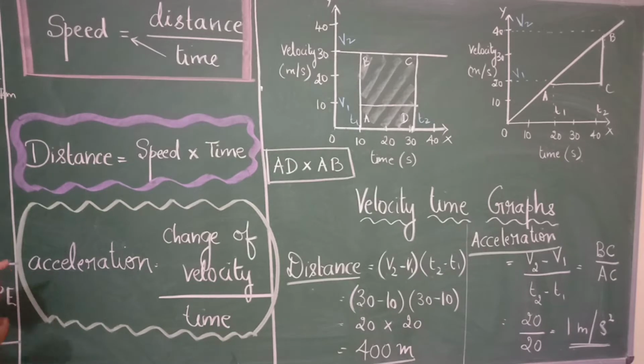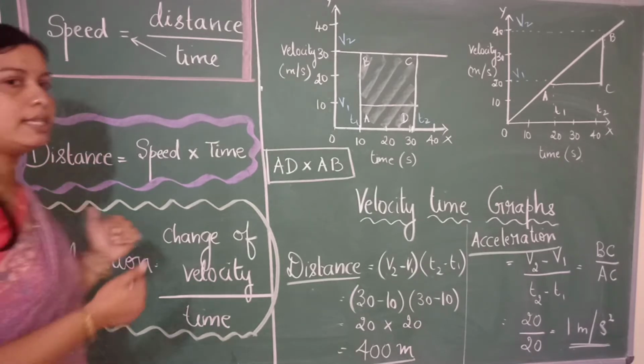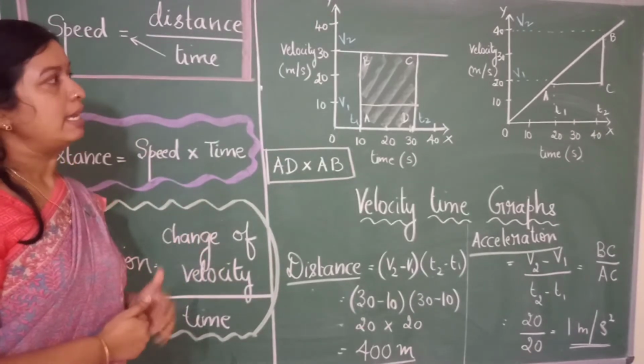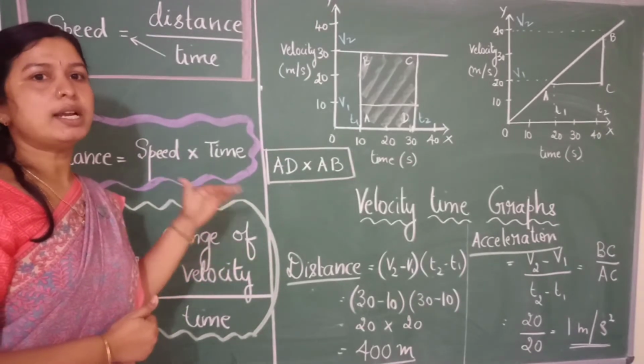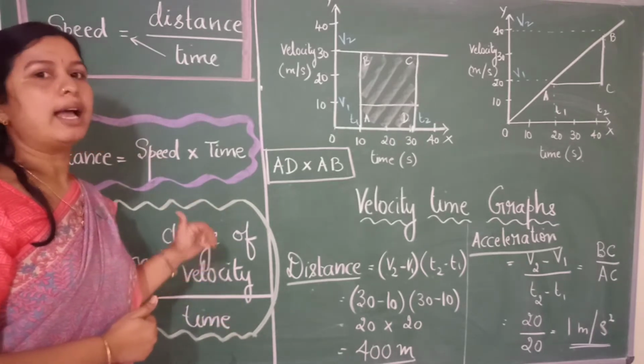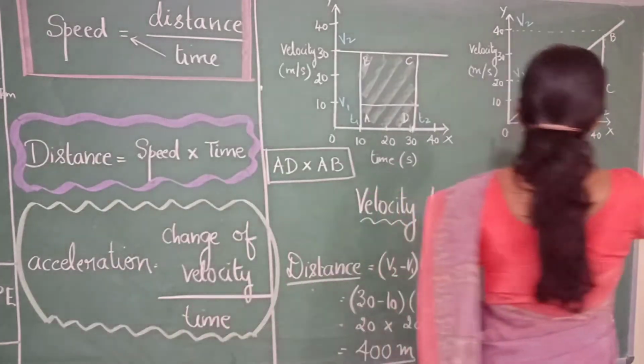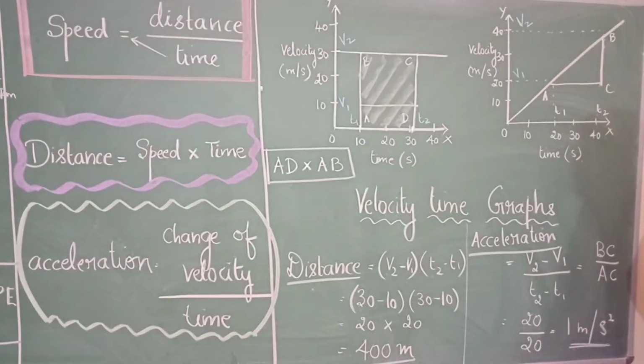We learnt that using the distance time graph, we can calculate speed by the slope of the graph. Similarly, using a velocity time graph, we can calculate the acceleration using the slope of this graph. Here, this object is moving with uniform acceleration. The velocity is increasing at regular intervals.